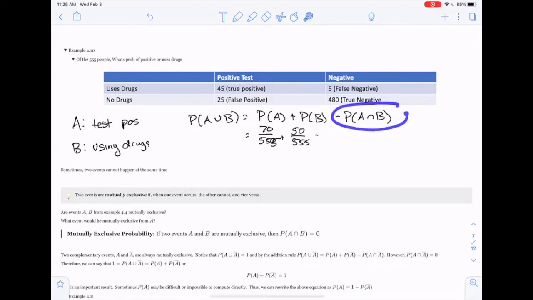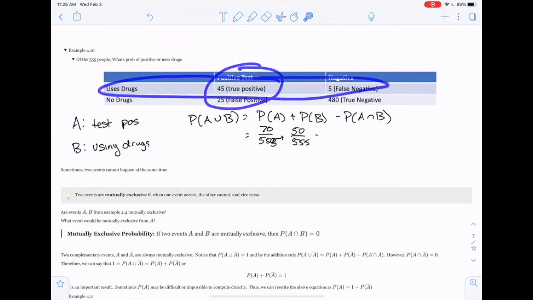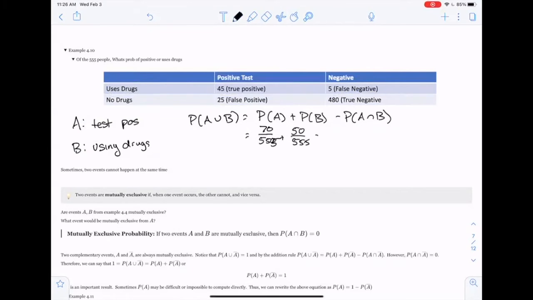Minus, now I want the intersection. I want only the people that test positive and use drugs. So here's the people that test positive. Here's the people that use drugs. I can find their intersection right here. That's going to be 45 out of 555. One thing you can notice is we have not reduced these fractions.